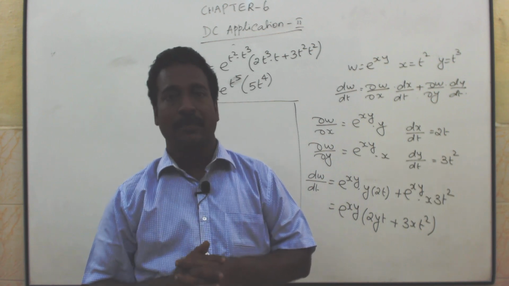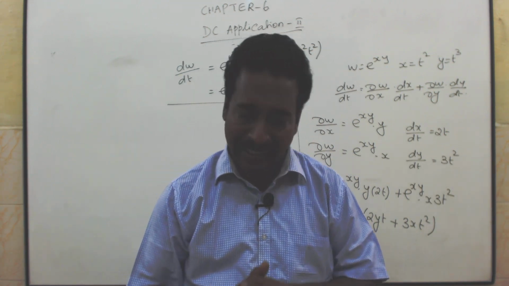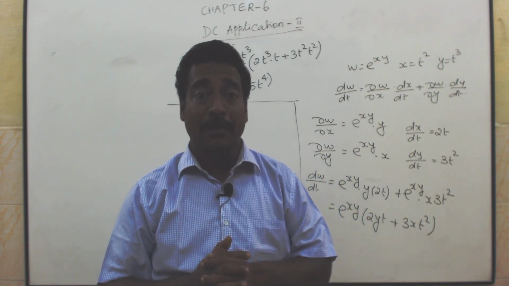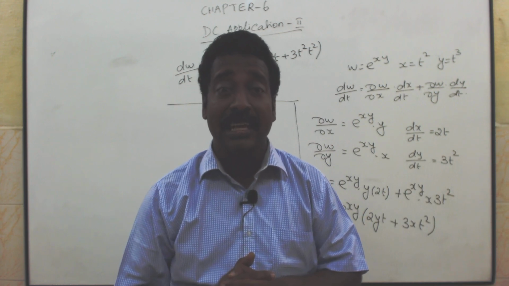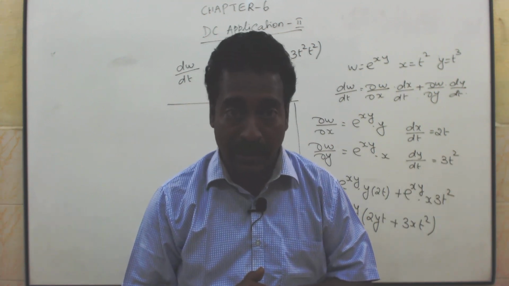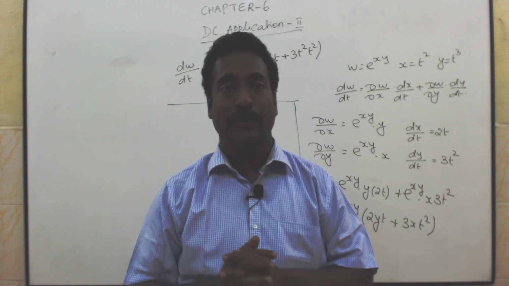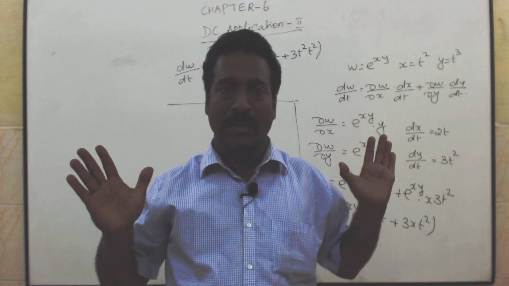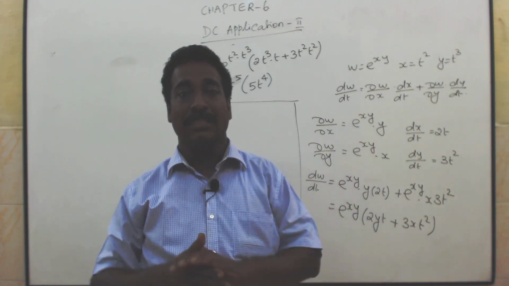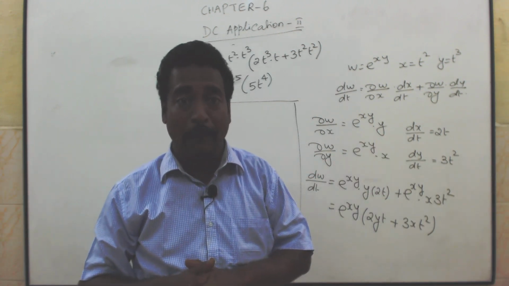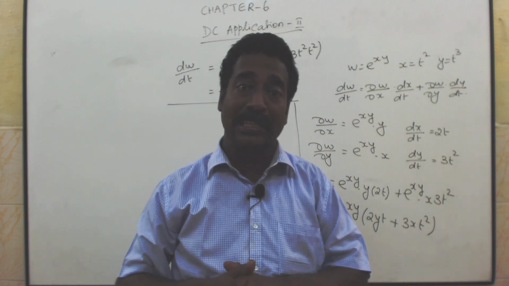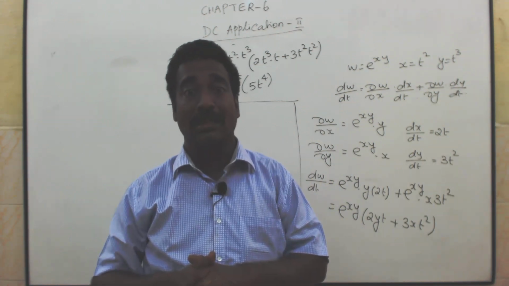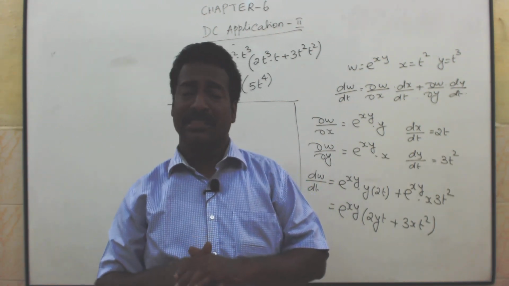dx by dt, e power t differentiation is e power t. dy by dt, e power minus t differentiation, e power minus t into minus 1, that is minus e power minus t. After that, just substitute and simplify, you will get the result. The answer becomes e power 2t minus e power minus 2t divided by e power 2t plus e power minus 2t. Just substitute and simplify.